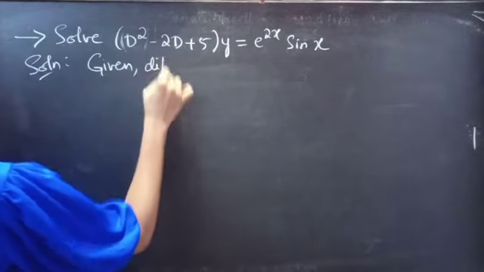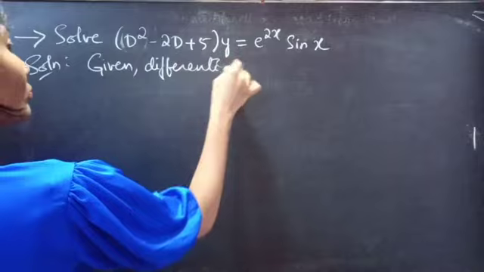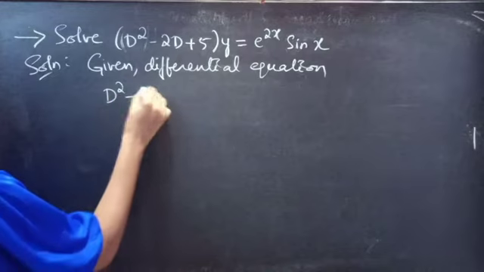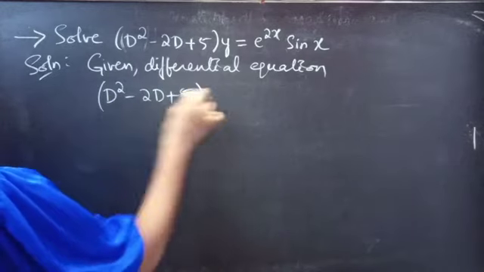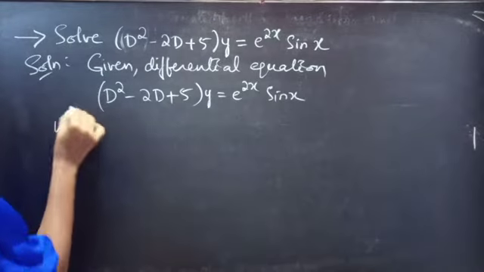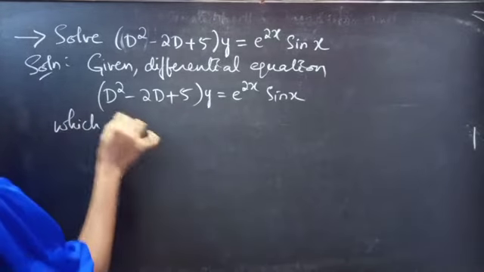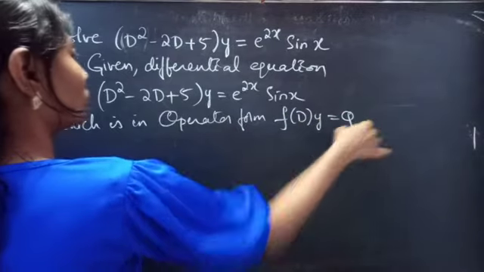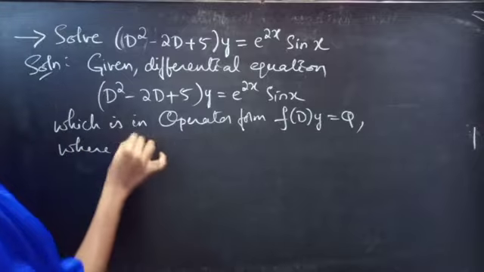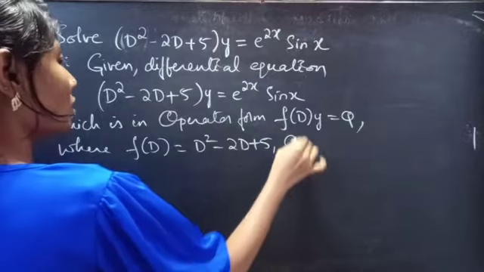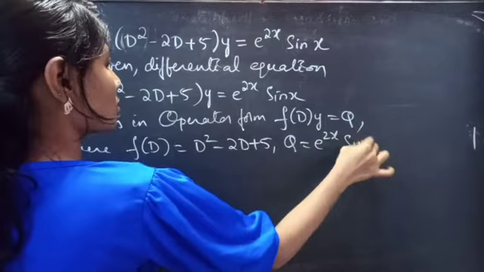Given differential equation, (D² − 2D + 5)y = e^(2x) sin x, which is in operator form, f(D)y = Q, where f(D) = D² − 2D + 5 and Q = e^(2x) sin x.